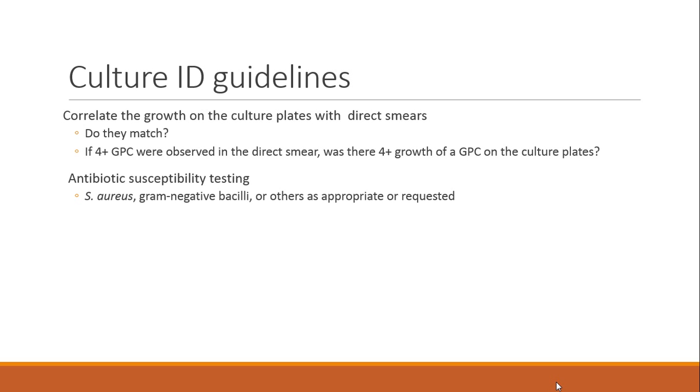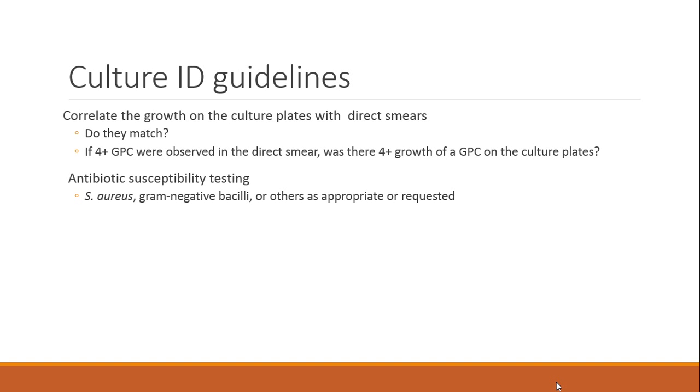What if you've got a gram-positive cocci on your gram stain and a gram-negative rod, but you've only got a gram-negative rod growing in your culture? So we've got 2 morphologies on our gram stain and only 1 morphology on our culture. So something's not growing, right? The gram-positive cocci. Maybe you need additional media.